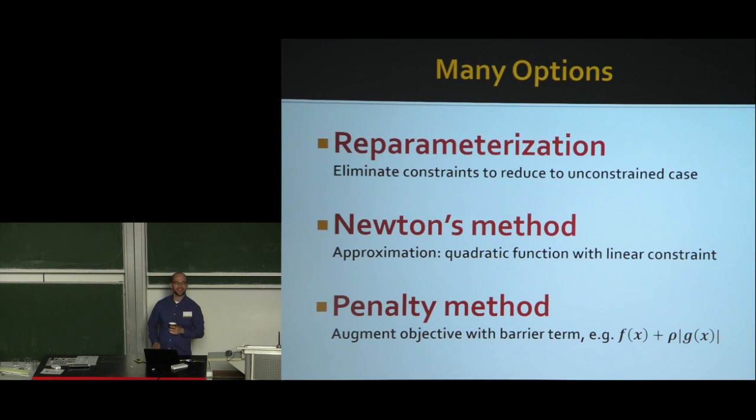I could reparameterize, like I could choose an x where there's no way for me to violate the constraints. For instance, if I want to minimize f of x subject to x being on the unit circle, maybe instead I parameterize it by a theta between 0 and 2 pi, and I just can't leave the unit circle. Or I can use all kinds of quadratic approximations, like we heard about this morning.